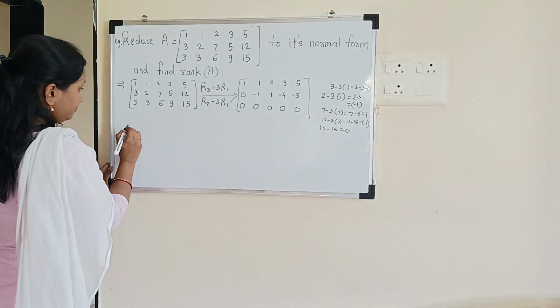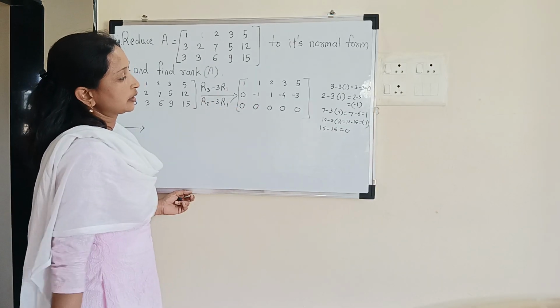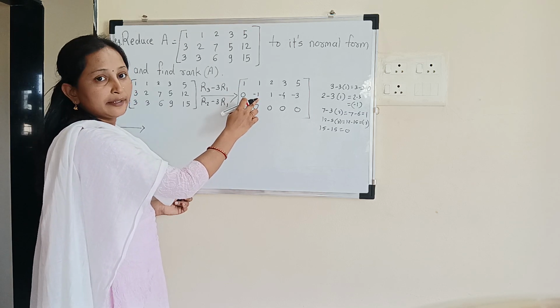Now for the next row operation, you have to make 0 here. Sorry, you don't have to make 0 here. You have to make 1 here because you want the identity matrix.